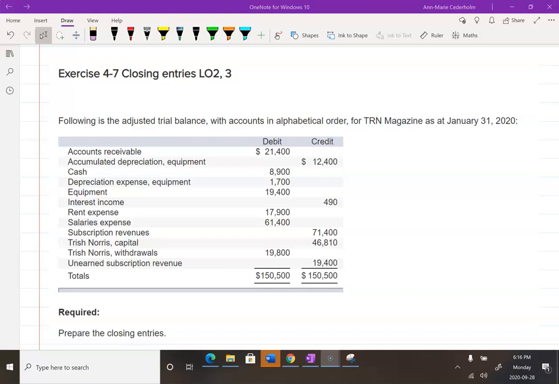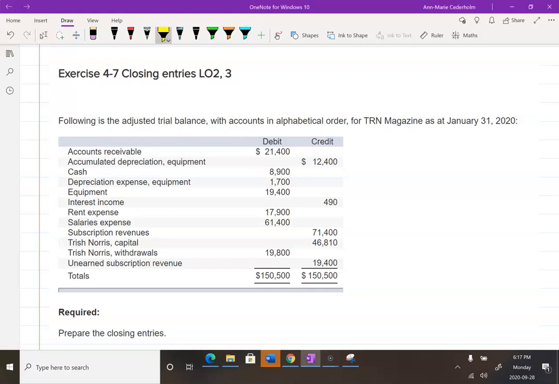In exercise 4-7, we're going to do a process which is called closing entries. Now we do this after we prepare our financial statements and we're getting ready to bring our accounts into the new fiscal year. So when we do that, we have to get rid of all of the balances in the temporary accounts. So to start off with, we're going to focus on the balances in the revenue accounts.